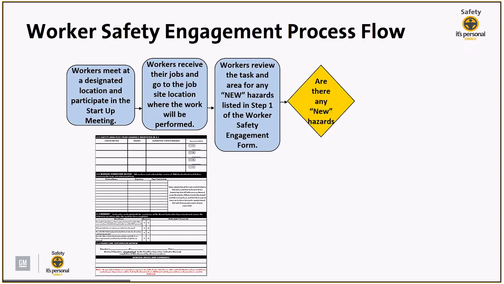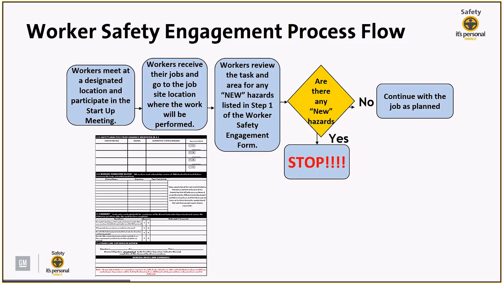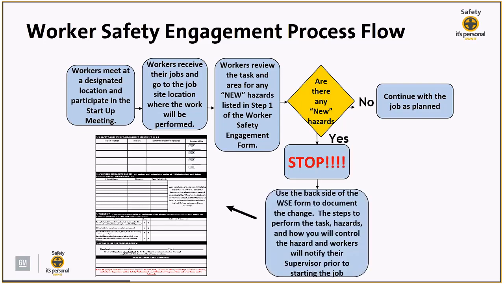So the workers should be asking themselves, are there any new hazards? If there aren't any new hazards, great. The worker can now start working and continue with the job as planned. However, if there are new hazards, the worker must stop immediately. And then they must use the back side of the worker safety engagement form to document the change.